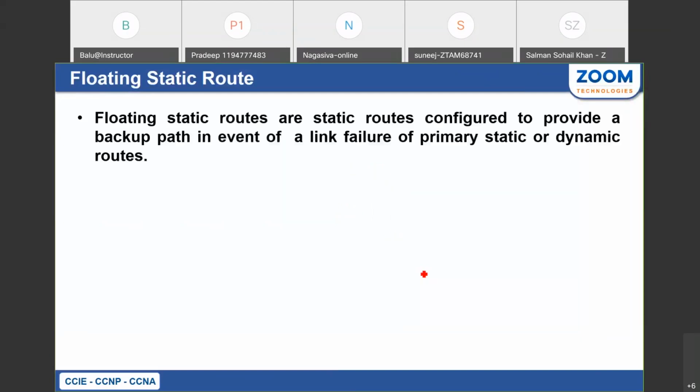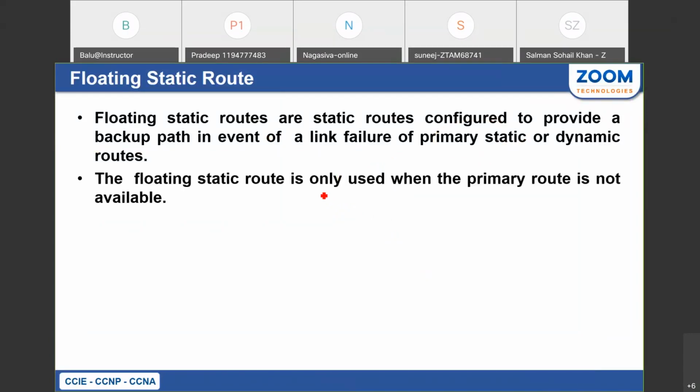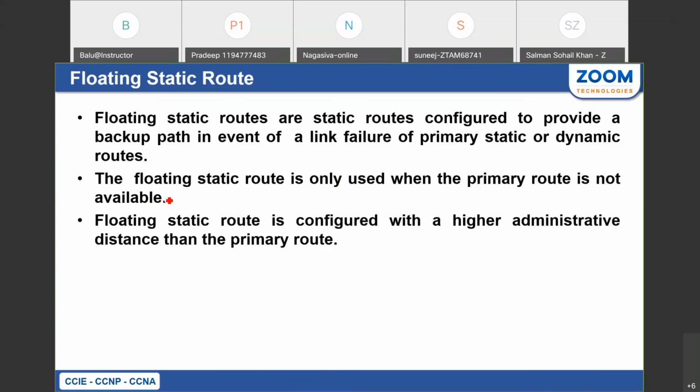Floating static route: static routes configured to provide a backup path in the event of link failure of primary routes. So a floating static route is only used when the primary route is not available. How to configure floating static routes? A floating static route is configured with a higher administrative distance than the primary route.